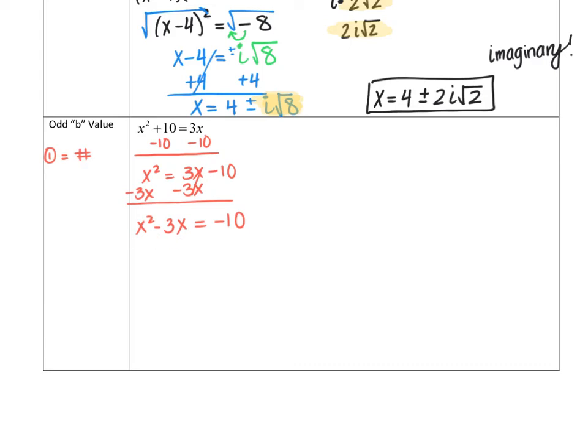Step 2 is going to be to create that perfect square trinomial. And the way that we do that is by taking b over 2 squared. So I always like to do that on the other side here. So b over 2, this whole thing squared. Now my b value here is -3.